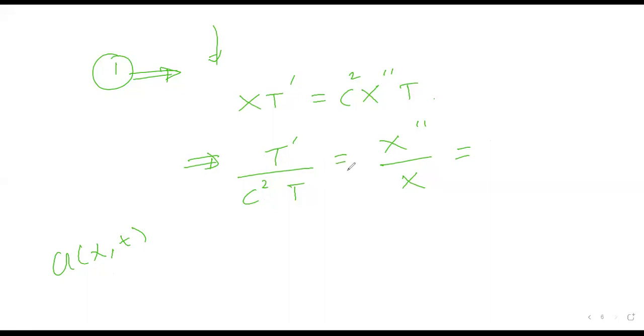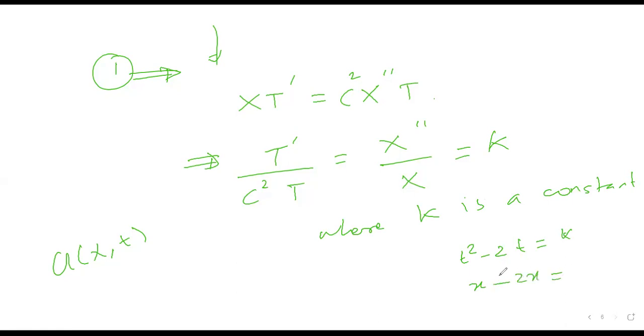But if you want them to be equal, you should say both are equal to some, let's say k, where k is a constant. Let's say my t function is t squared minus 2t, whatever, which is equal to k. And if I have x minus 2x something, a function of x also equal to k, then only can I say this function and this function can be equal. Let's say anything. Did you understand?